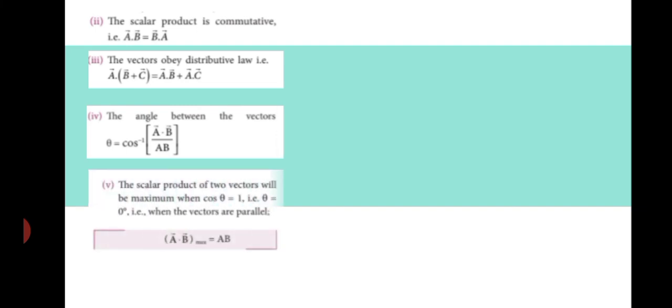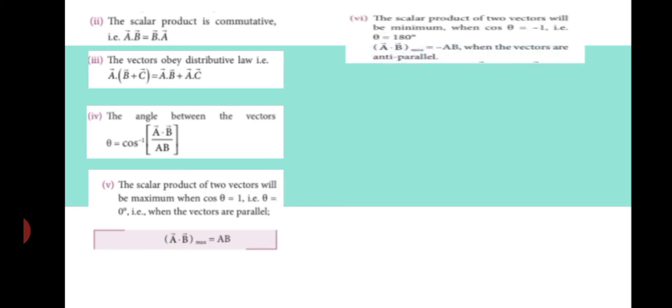The scalar product of two vectors will be maximum when cos theta is equal to 1, that is theta is 0 degree, when the vectors are parallel. A vector dot B vector maximum is equal to AB. Sixth point, the scalar product of two vectors will be minimum when cos theta is equal to minus 1, that is theta is equal to 180 degree.